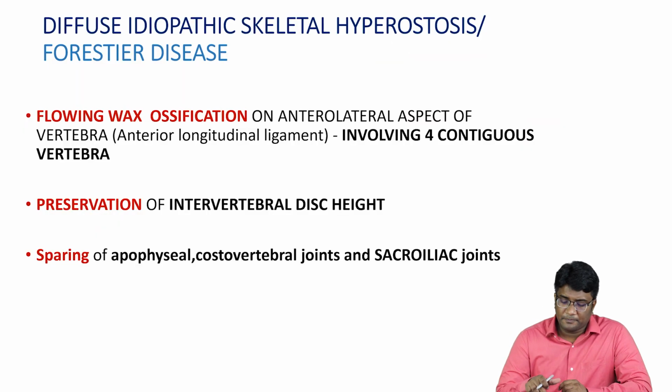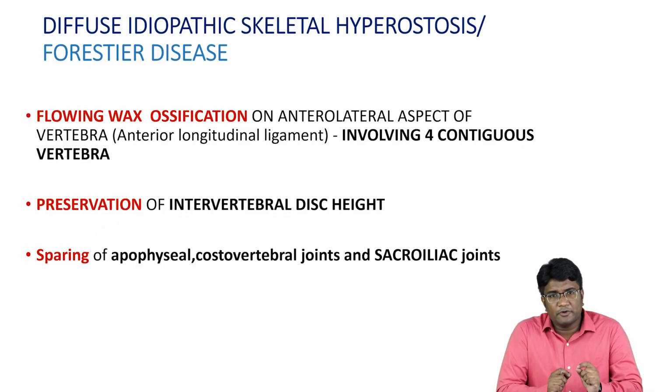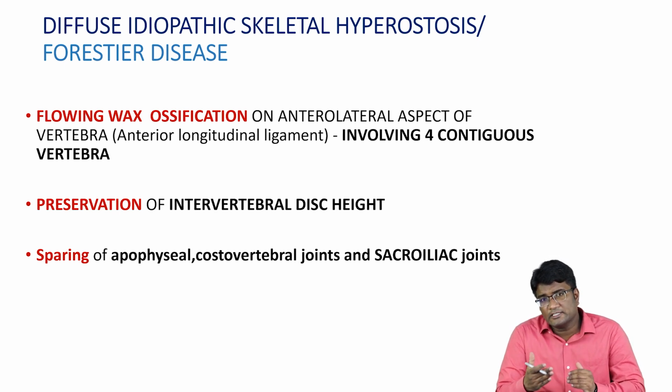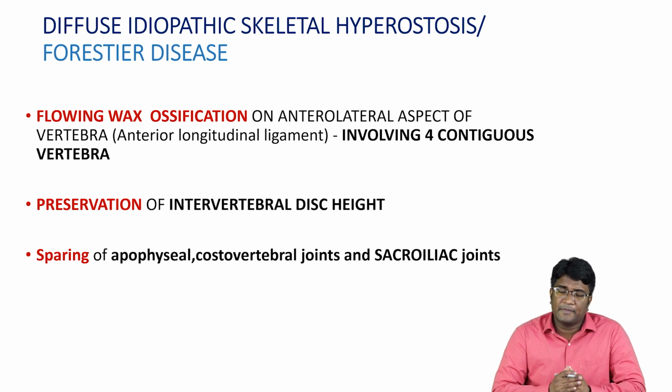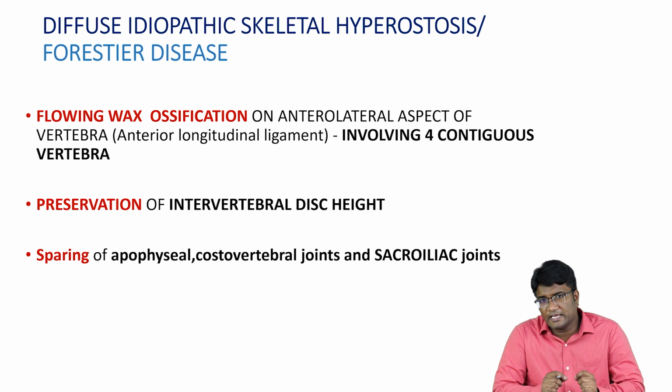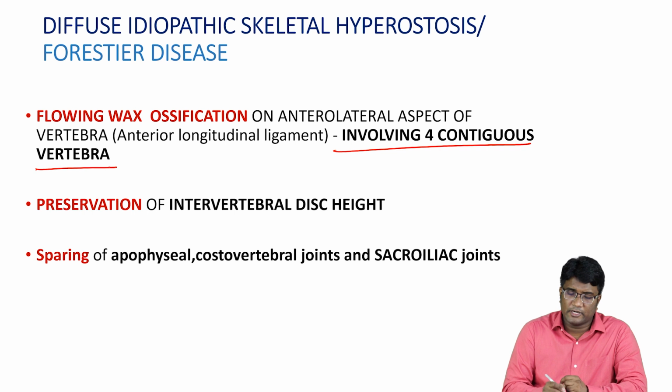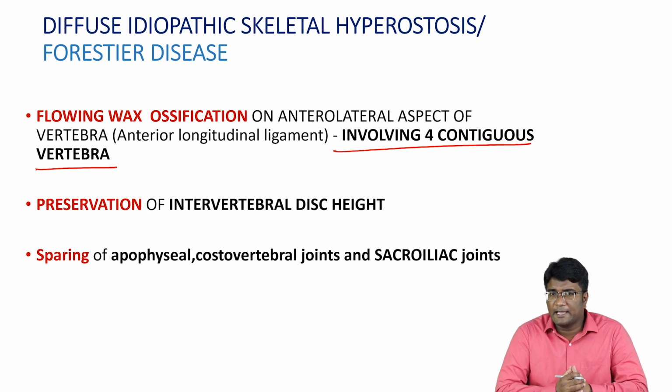I'll show you one more image. Now let's learn a few important points about DISH or Forestier's disease. To diagnose DISH, you should have three important prerequisites. The first one is there should be a flowing wax ossification of the anterolateral aspect of the vertebra involving the anterior longitudinal ligament, which is contiguous, continuous over at least 4 vertebrae. This is a ligamentous ossification that happens.